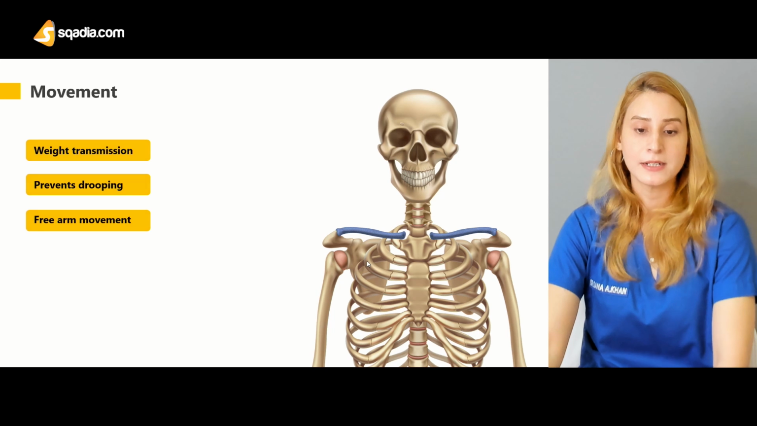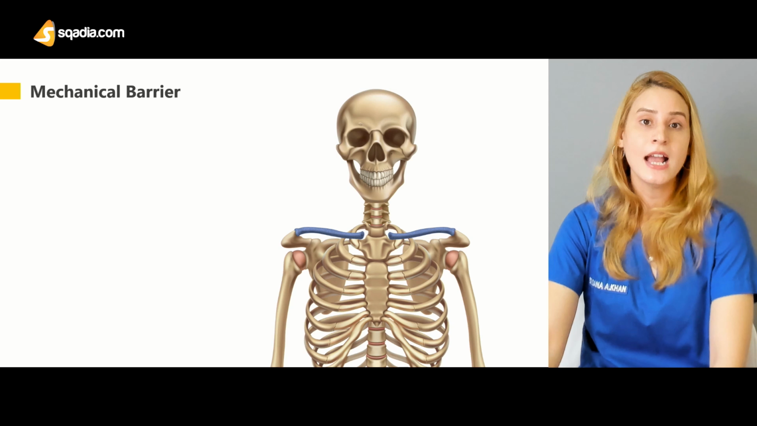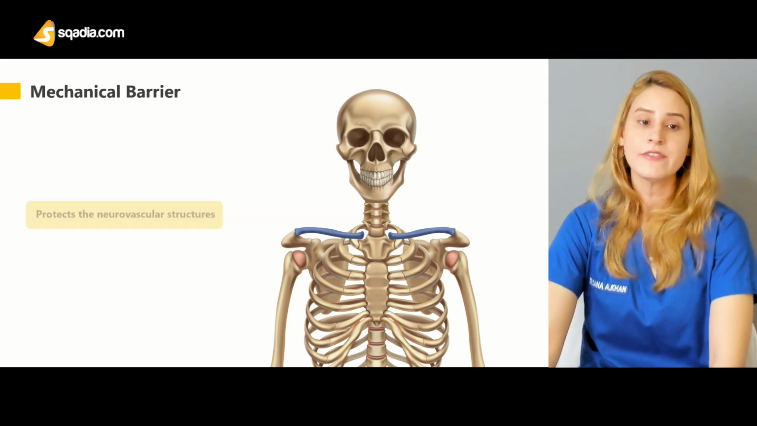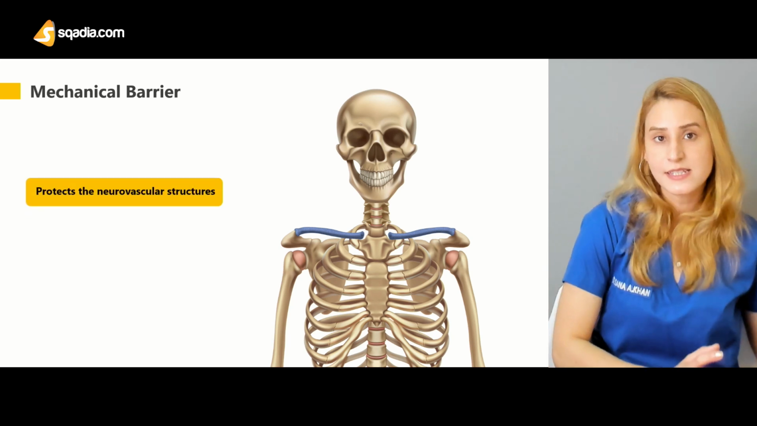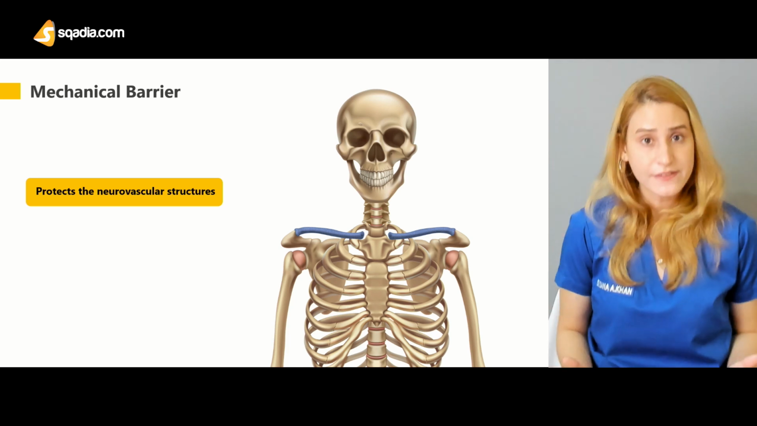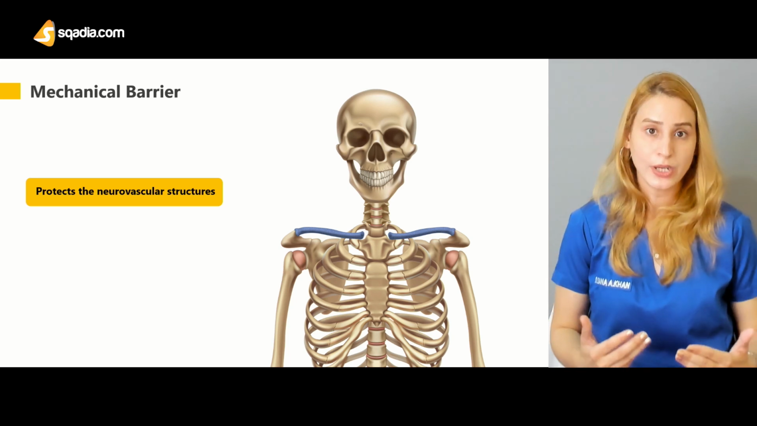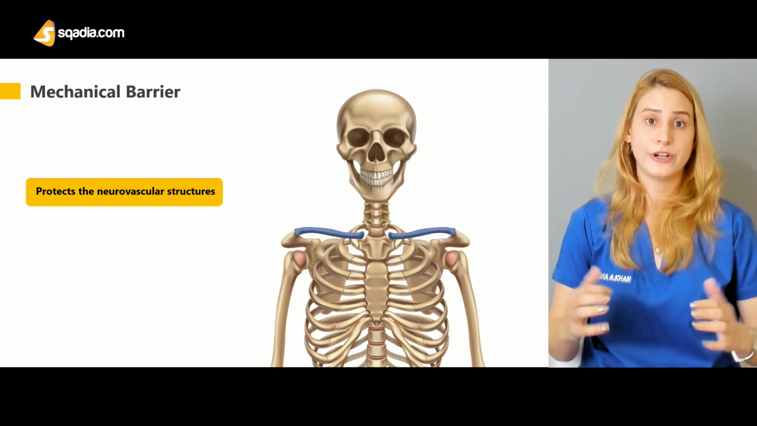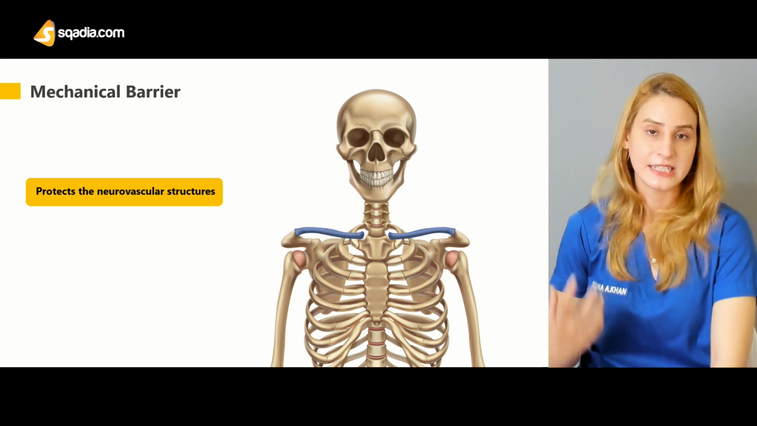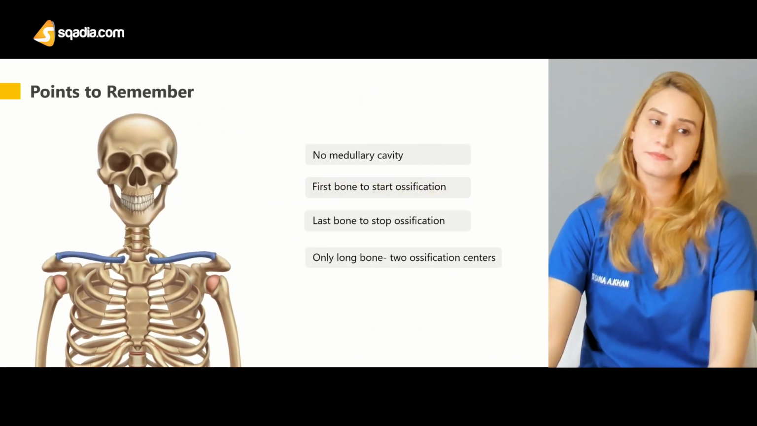So these are important movements and important functions which are because of the clavicle. Then you have a mechanical barrier, already discussed about the neurovascular structures. You have the brachial plexus, the cords of the brachial plexus, then you have the subclavian artery and the subclavian vein, which are the most important structures lying in that particular area. So they're also protected by the clavicle, so it acts as the mechanical barrier.